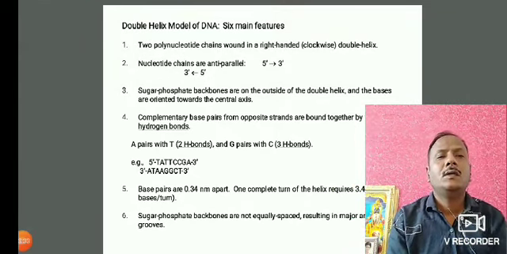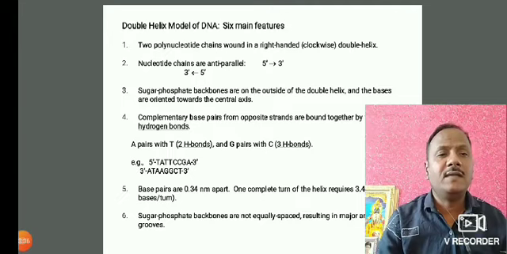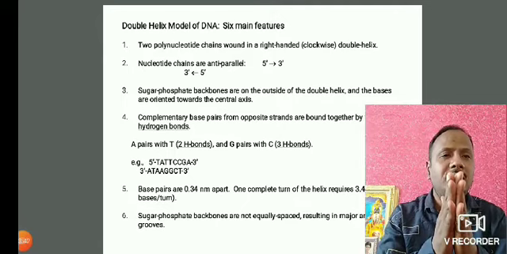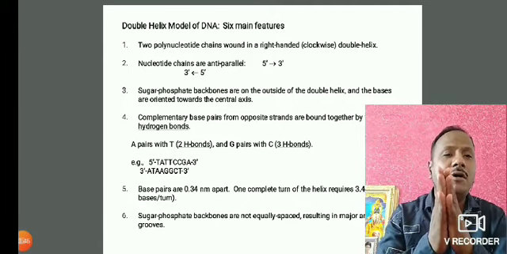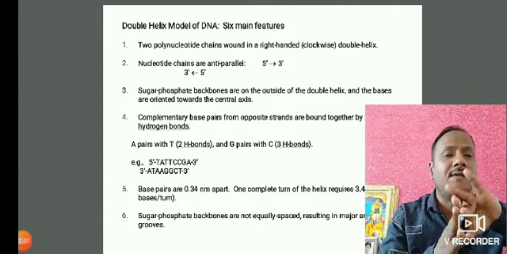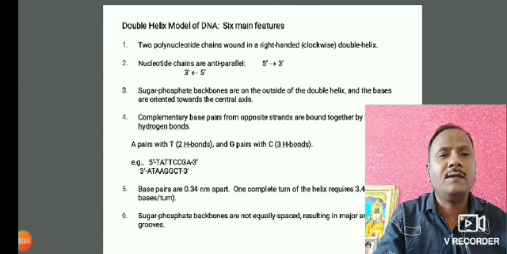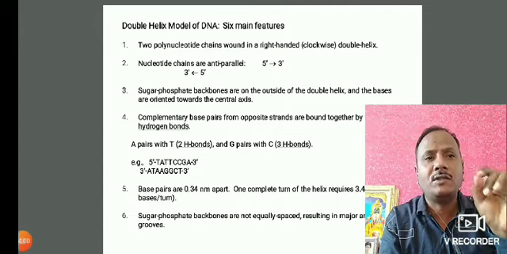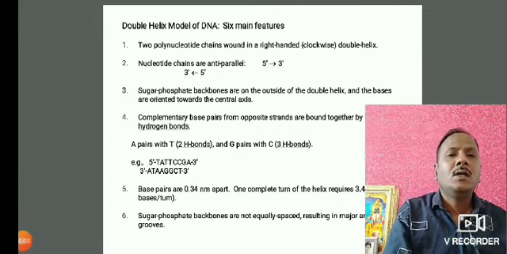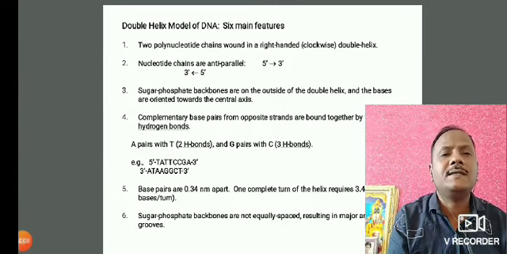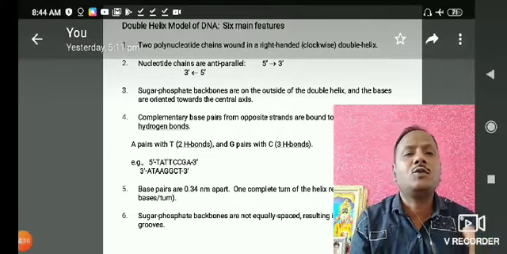Nucleotide chains are antiparallel. It means that DNA is made up of 2 strands. One strand pairs with the other strand, and the direction of one strand is 5 prime to 3 prime, and the other strand is in a completely opposite direction, 3 prime to 5 prime. 5 prime and 3 prime are nothing but the carbon numbers of deoxyribose sugar and ribose sugar. The sugar phosphate backbones are on the outside of the double helix, and the bases are oriented towards the central axis.